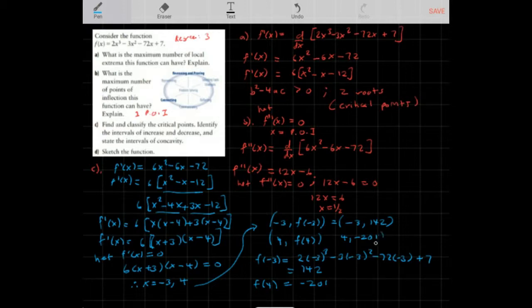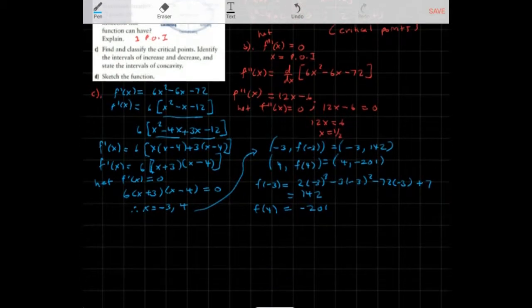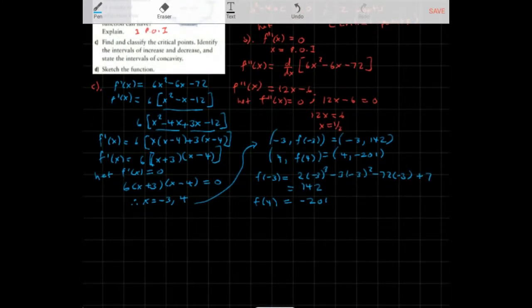and 4 and negative 201. Okay, so those are my values, and those are my critical points. Now what we want to do here is calculate or identify the intervals of increase and decrease. If we're looking at intervals of increase and decrease, we can understand that if f prime of x is greater than 0, we have an interval of increase. If f prime of x is less than 0, we have an interval of decrease.